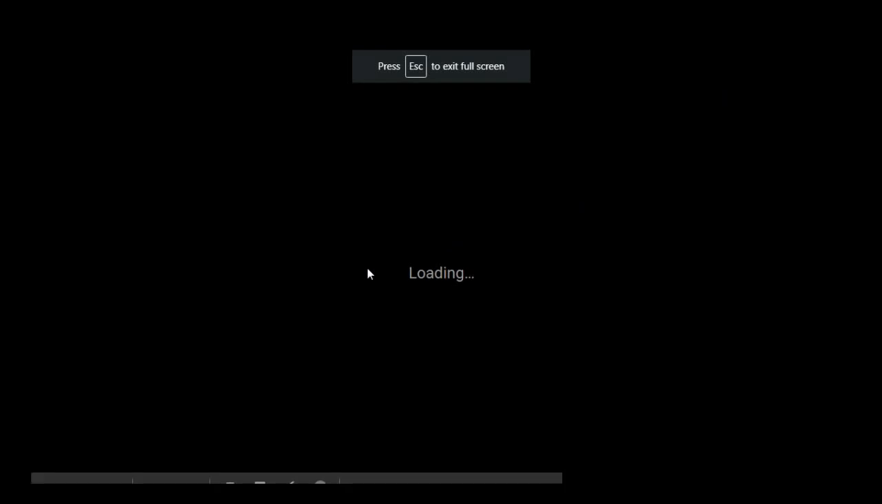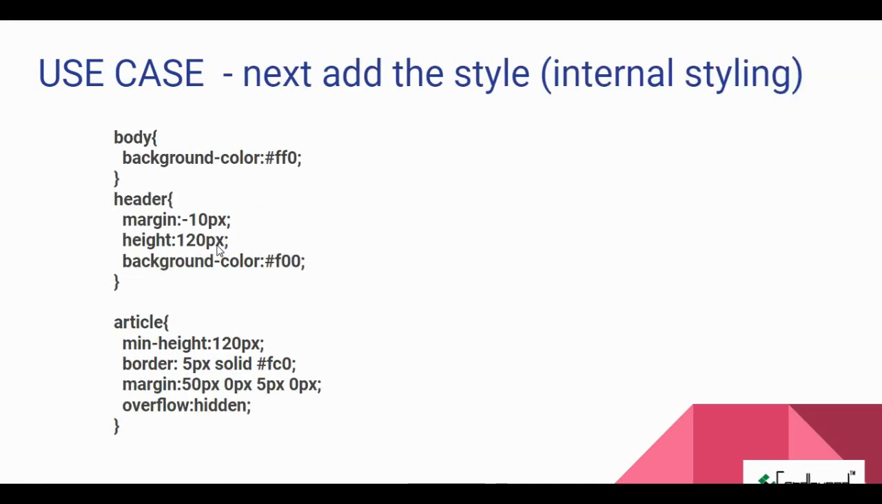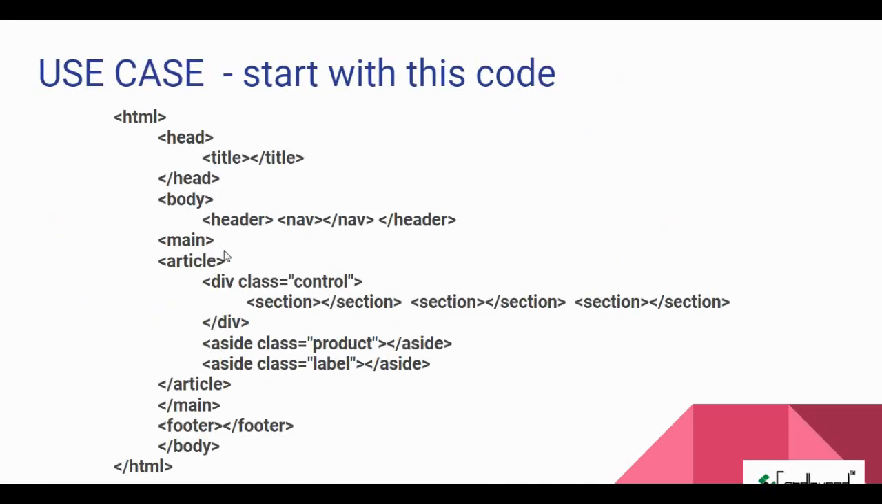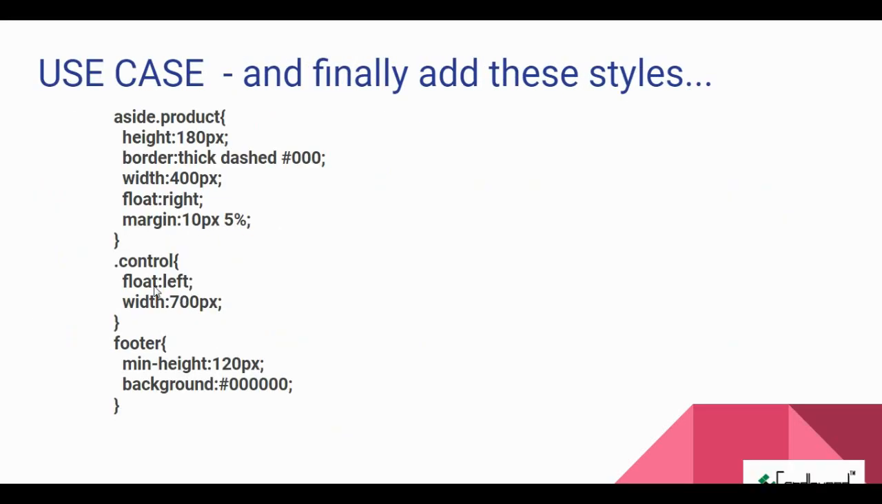Control is a class, so it's actually targeting an element that has this class control. Let's check out our code again and see. Now in our code we have a div element that has a class name control. So this div is going to have that particular styling that is mentioned here. It's just going to have a width of 700 pixels, and then a left float.